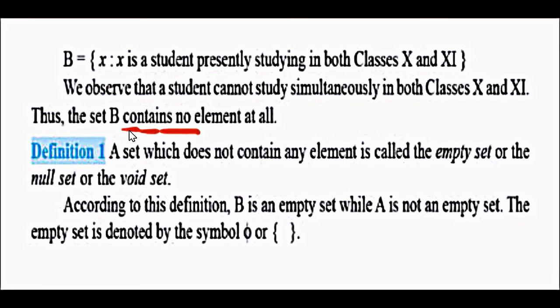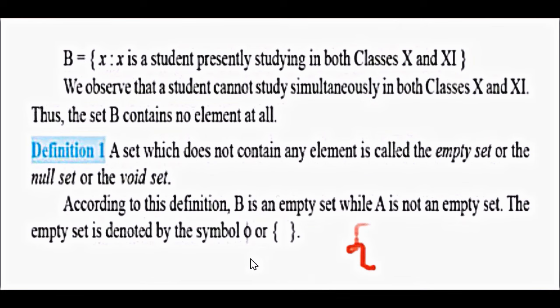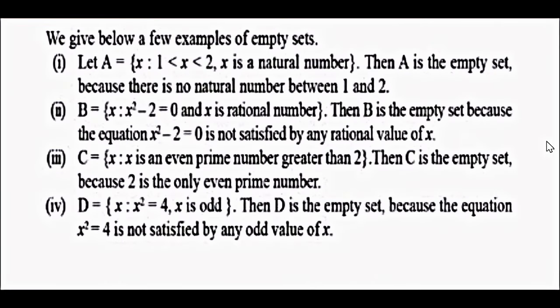So we'll define it first. A set which does not contain any element is called the empty set or the null set or the void set. So if I say void set, or null set, or empty set, all these three are exactly equal, right? So how are we going to represent it? We can represent the empty set using phi or empty braces, nothing inside. So this is the empty set.